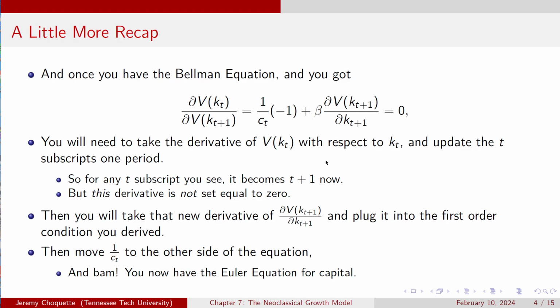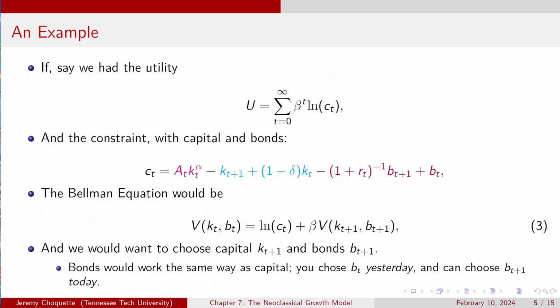So you'd have, I guess, dv of k_t over dk_t. And, well, yeah, there you go. That would match up. And then you need to update everything by one period. So you'd have dv of k_{t+1} over dk_{t+1}, and plug that into what you get right here. And then you'd move that 1 over c_t to the other side, and blammo, you have your Euler equation for capital.